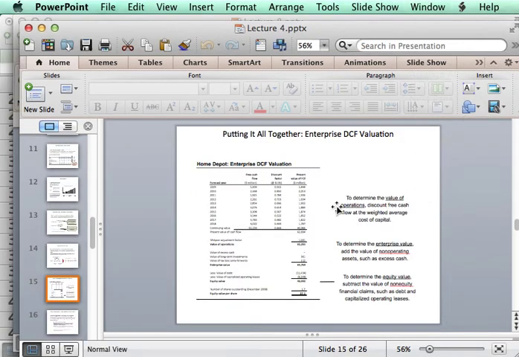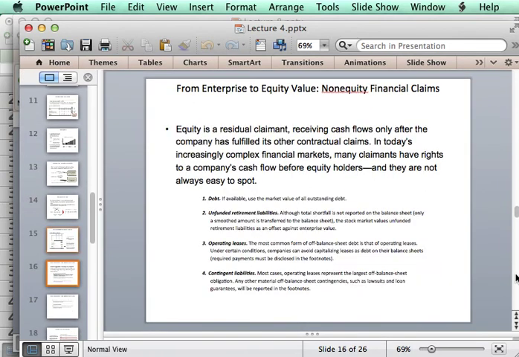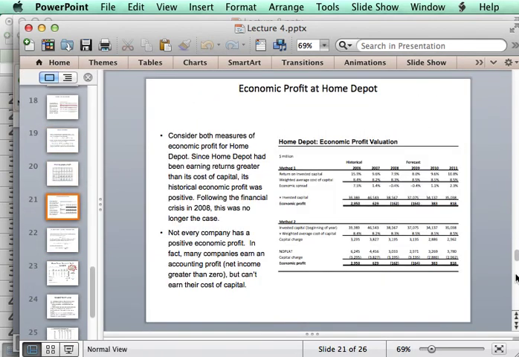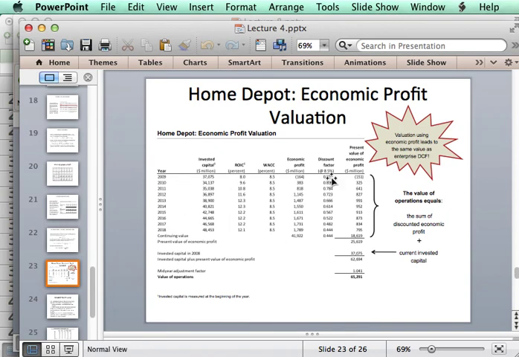And when McKinsey did the valuation of Home Depot, a few slides later, we showed you how they did an economic profit valuation of Home Depot. So that's what we're going to do now. We're going to do the economic profit valuation of Home Depot, right? And get the same answer as the DCF valuation. In fact, that's going to be your final exam. Your final exam is doing exactly this, right?